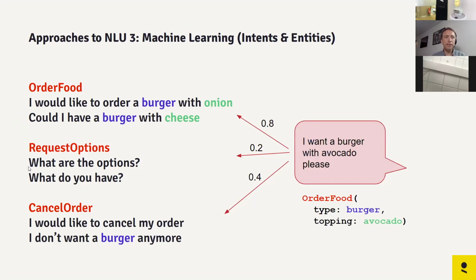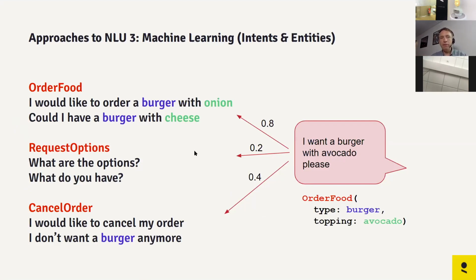Another thing the user might say is, I want to know what the options are. We saw that in the fruit seller demo. So we could call this request options. What are the options, or what do you have? And we could do a cancel order. I would like to cancel my order, or I don't want a burger anymore. If you remember in the demo, Neil said, I don't want any oranges anymore, for example.